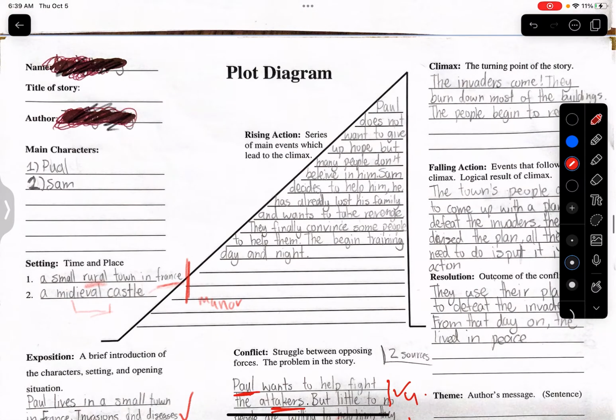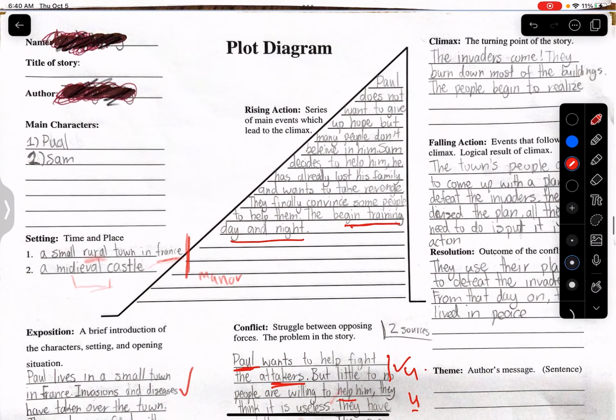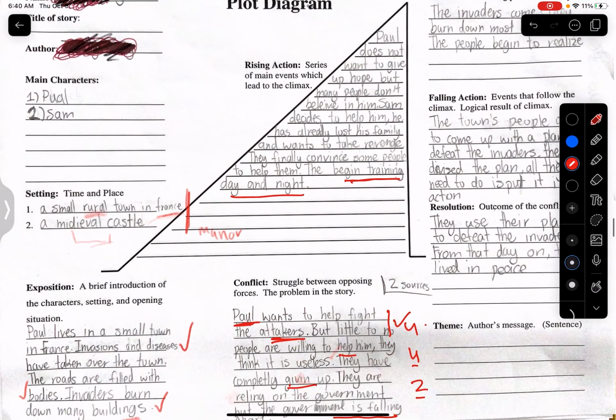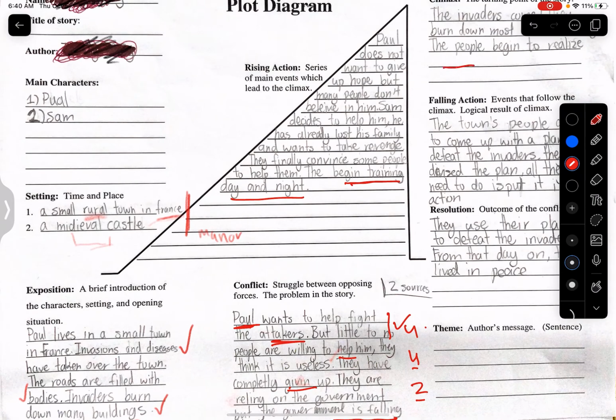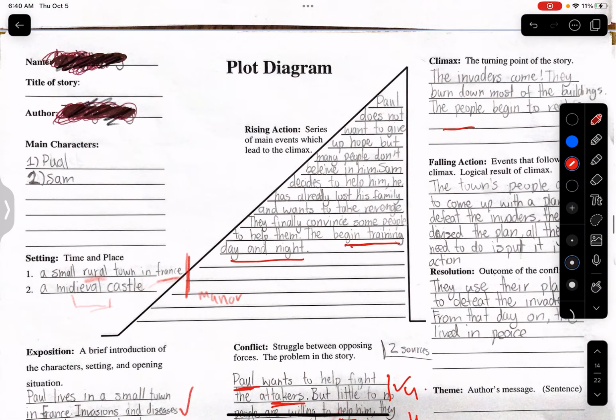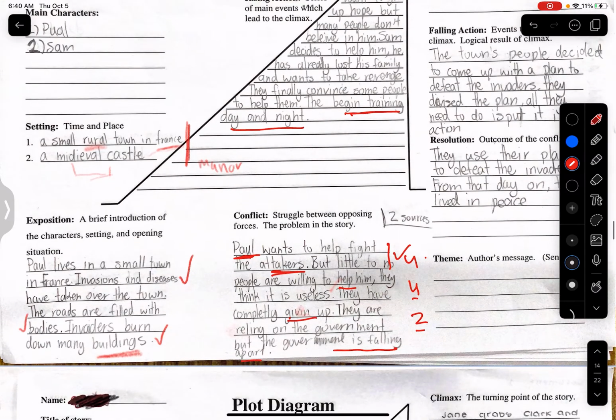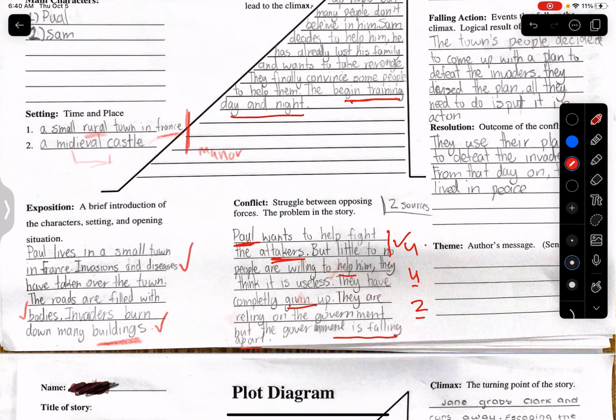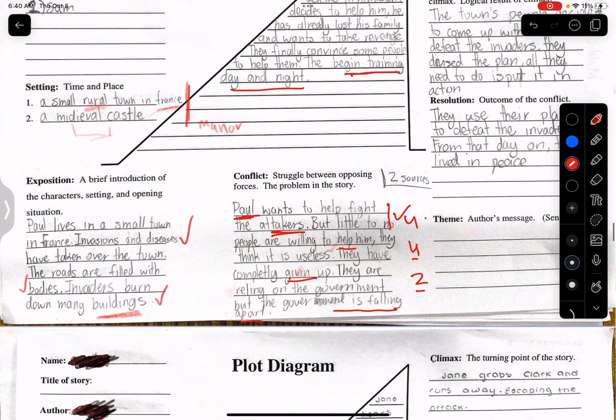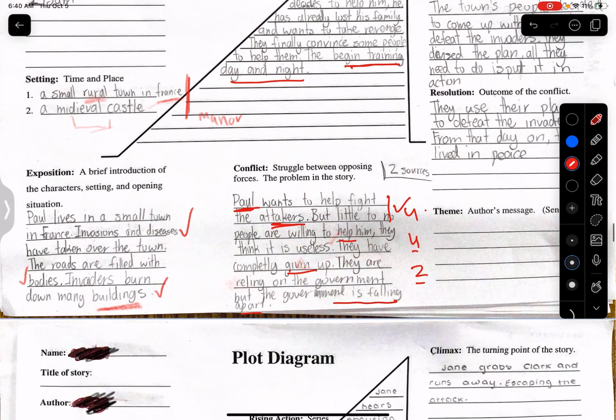Okay, so they train. I wonder how they train. The invaders come, they burn down most of the buildings. The people begin to realize. So the climax is going to be the battle, I guess, right? Then the townspeople decide to come up with a plan to defeat the invaders. They devise a plan, and all they do is put it in action.